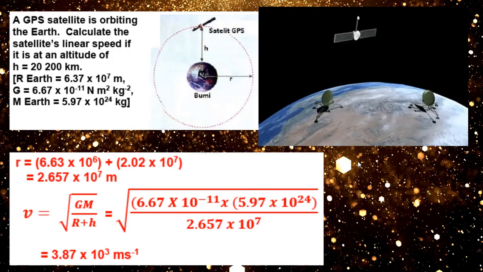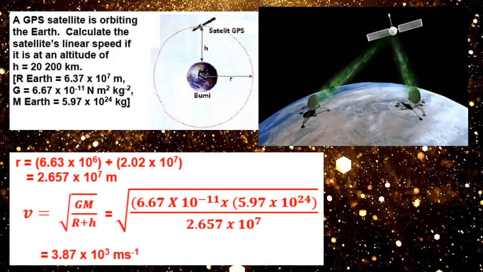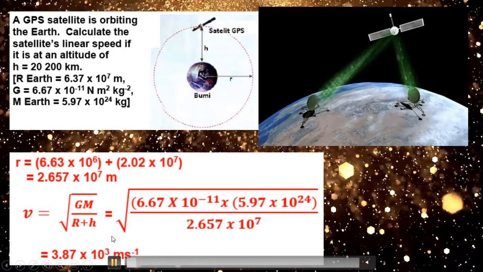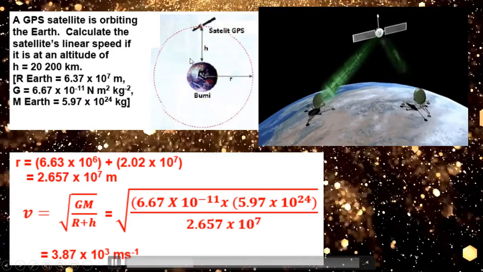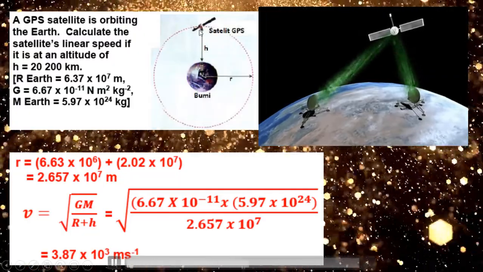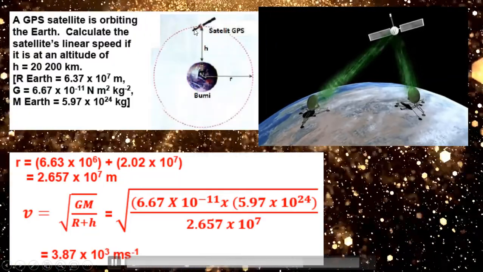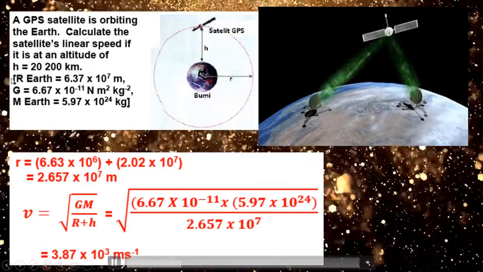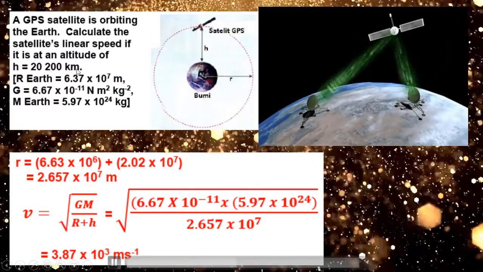Okay, so let's try to do one question. A GPS satellite is orbiting the Earth. Calculate the satellite linear speed if it is at an altitude of 20,200 km.